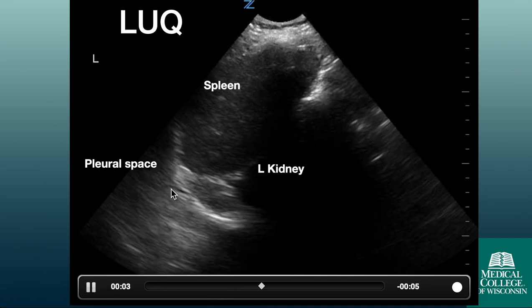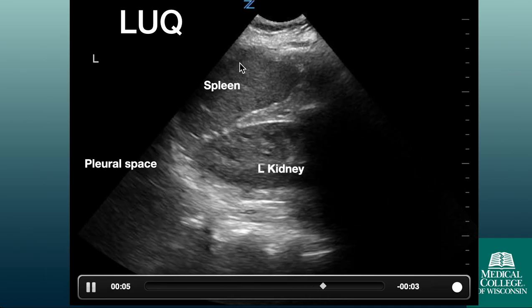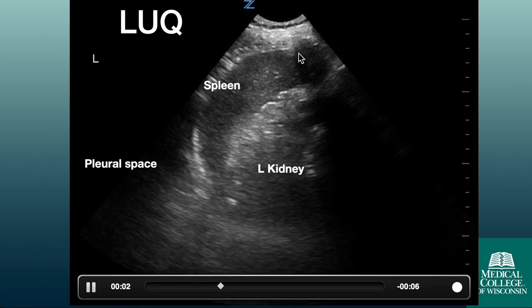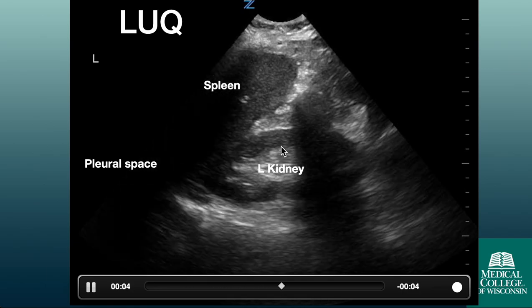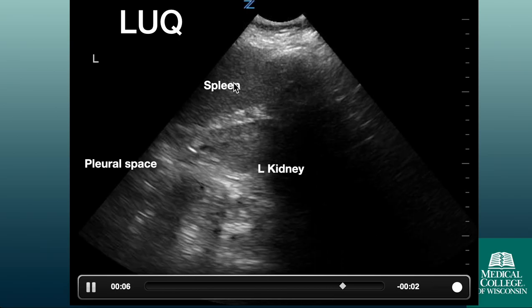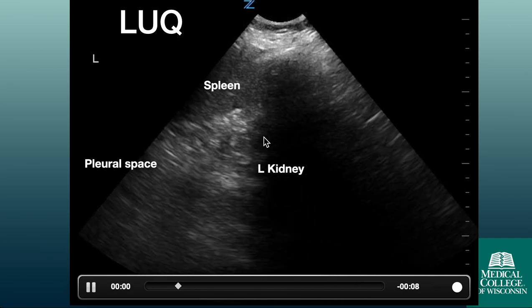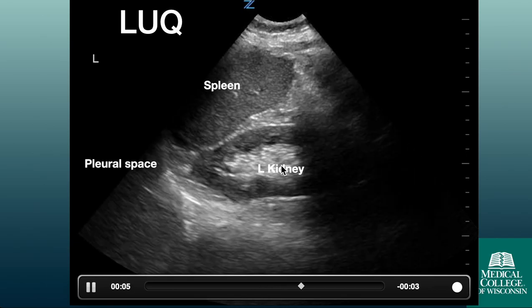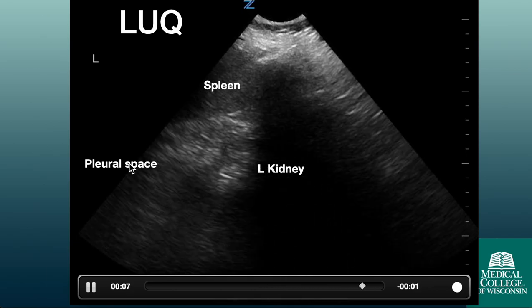It's not ideal because you see ribs here, but I left this image to show you the importance of, we see artifact all the time. Ribs are in our way here, so you have to move the probe slightly, and we see the spleen up here in the top left. We see the kidney coming in and out of picture here in the middle of the screen, and there you can see it well. And you see again the pleural space here.